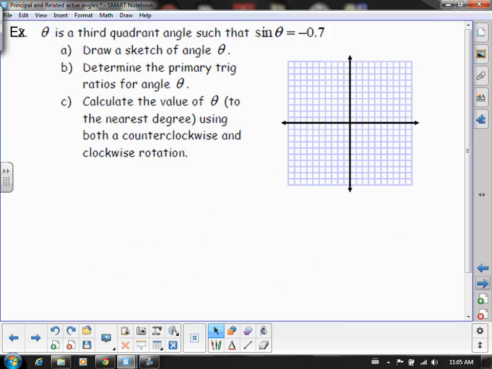Our last example, so we're actually not going to do this one right now.